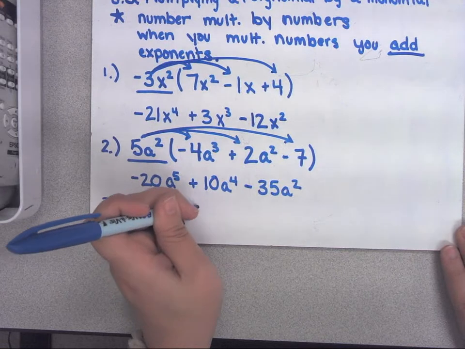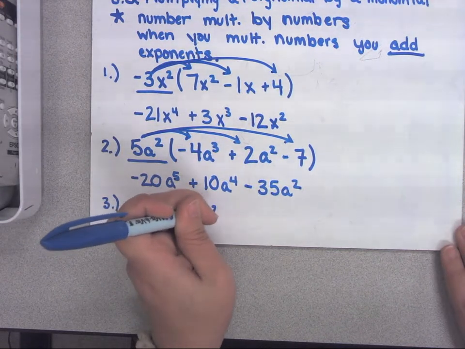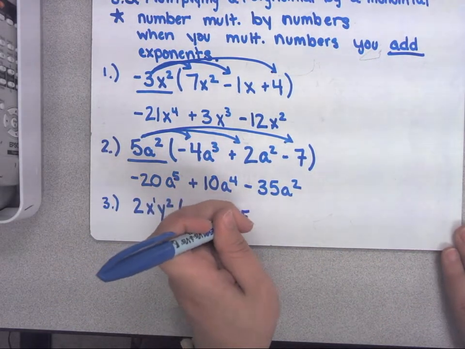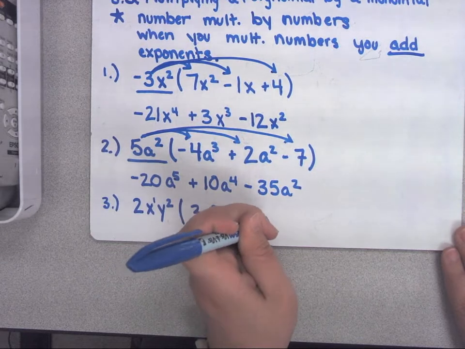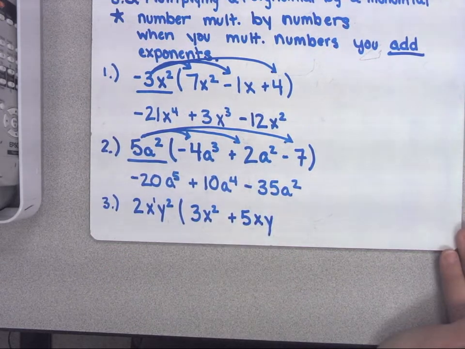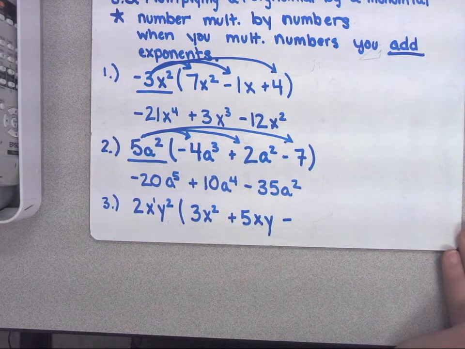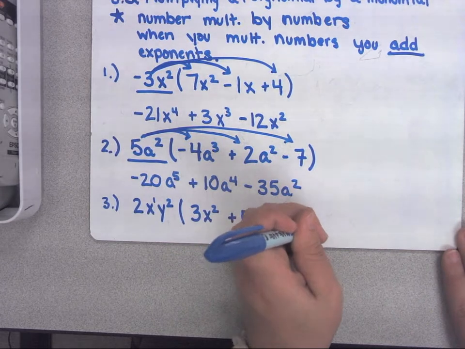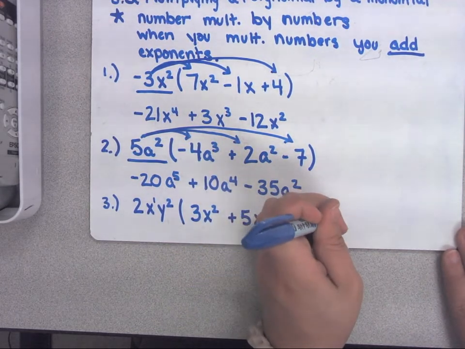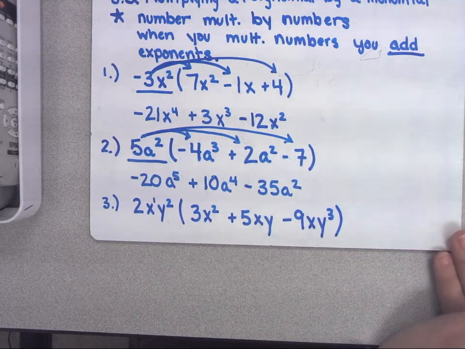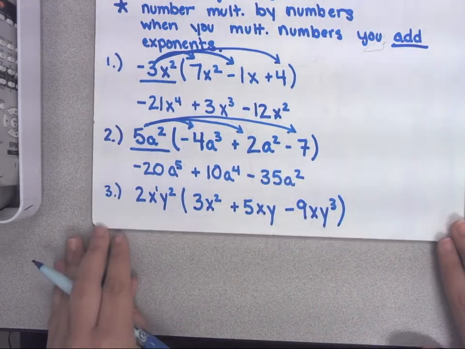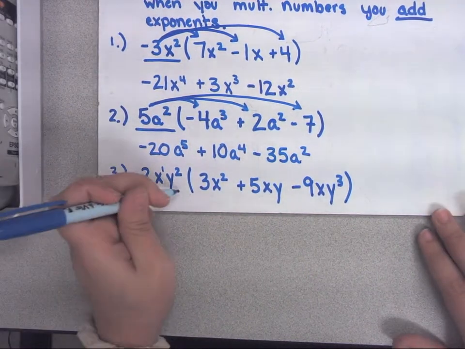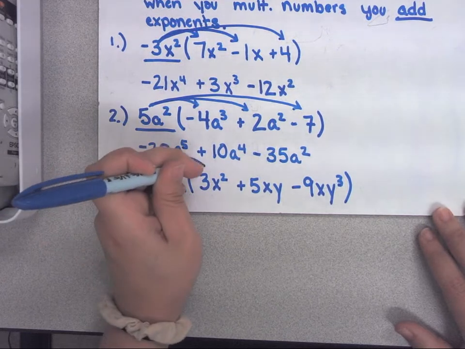Now next one. 3x squared plus 5xy minus 9xy to the third. Close your parentheses. It's okay. It's not so bad. If you just did the last one well, you're fine. It's okay. One thing at a time. You're still distributing, right? One thing at a time.